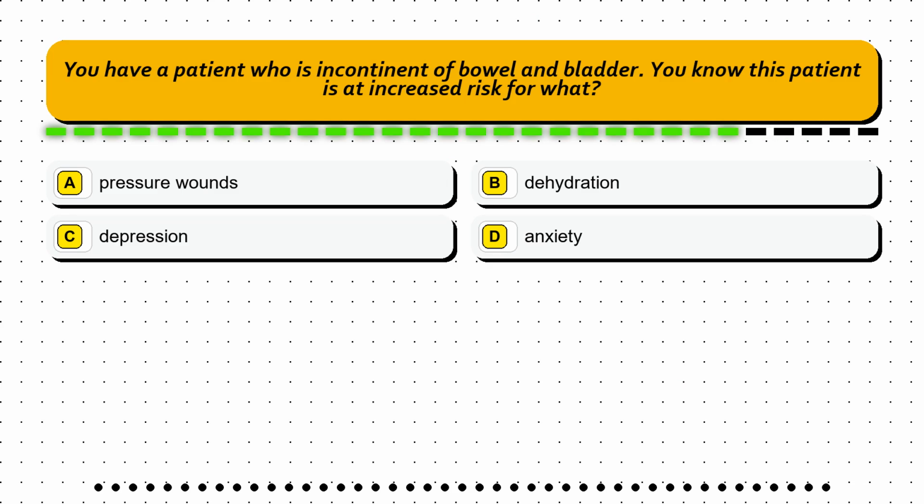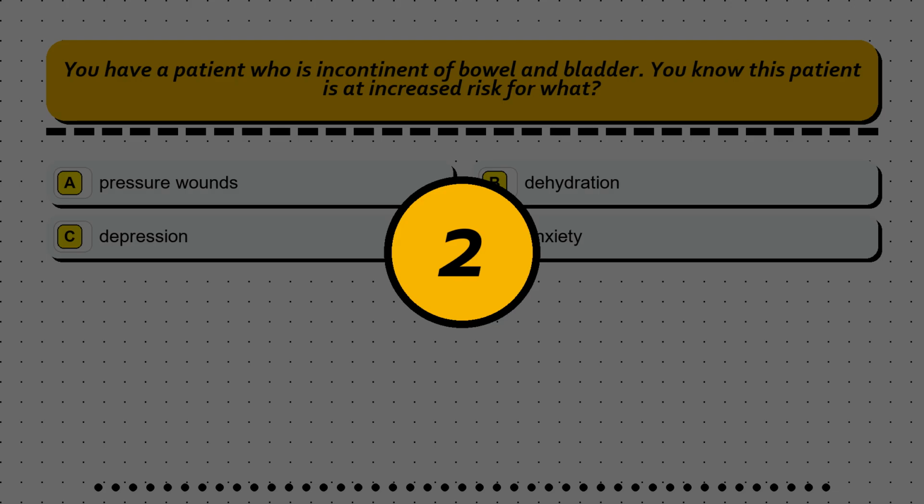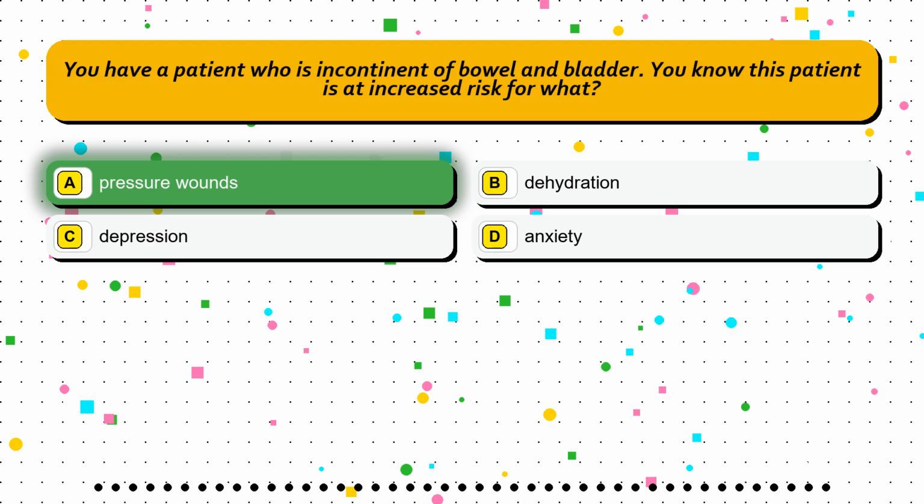Question 43. You have a patient who is incontinent of bowel and bladder. You know this patient is at increased risk for what? Option A, pressure wounds. Option B, dehydration. Option C, depression. Option D, anxiety. The correct answer is Option A, pressure wounds.